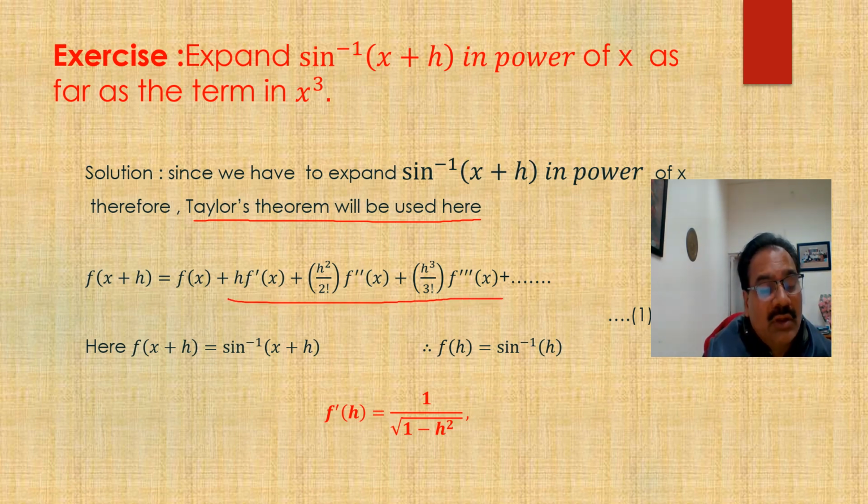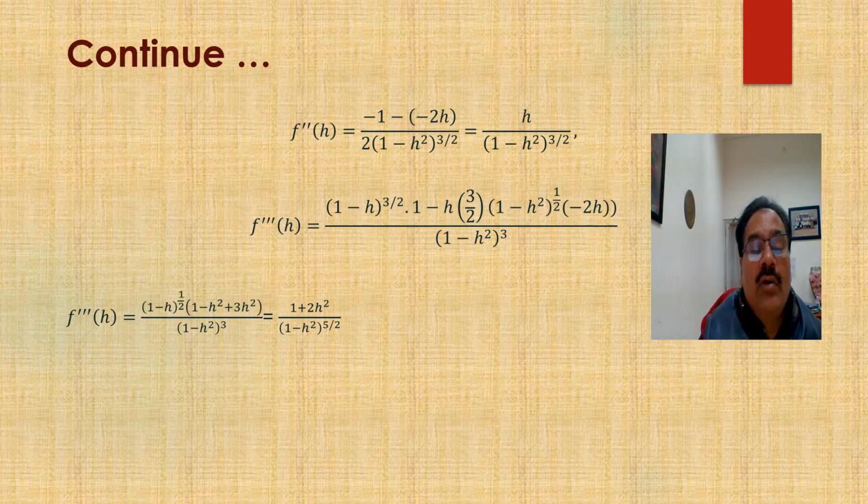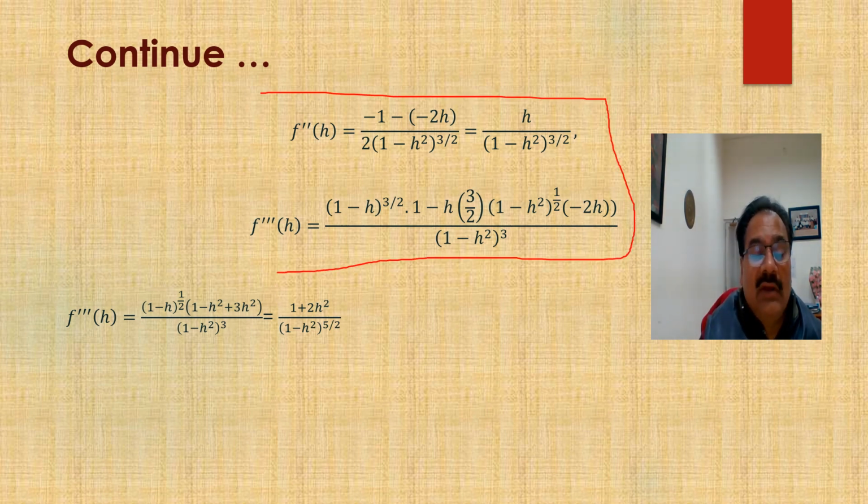Now, here you look, what is given? Given is f(x plus h) is sine inverse (x plus h). And what is f(h)? f(h) is sine inverse h. Then what is f dash h? f dash h, from here you will get 1 over under root 1 minus h square. Now, f double dash h you will get on further differentiation, and then f triple dash h also you will get on the differentiation. Very simply, you will get these two results.